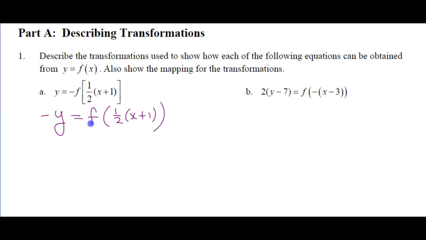All right, so now we can describe. What's the first thing we do in order? Stretch it. So I ask, are there any stretches? Yes. What kind of a stretch? Horizontal stretch. Where is this horizontal stretch about? About the y-axis by a factor of 2.